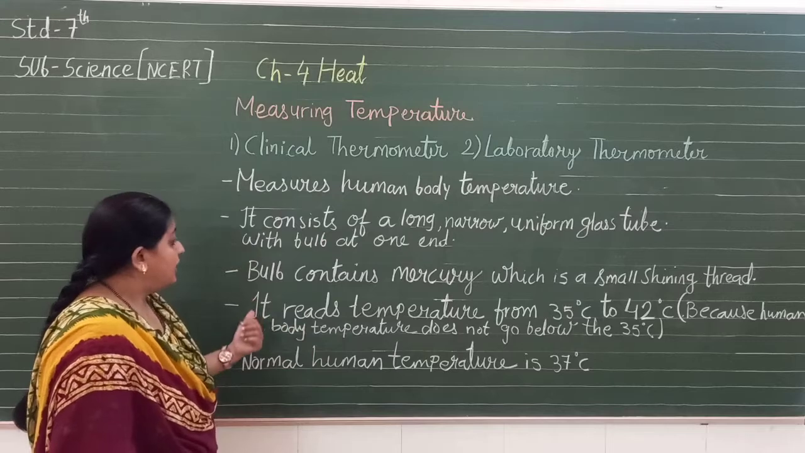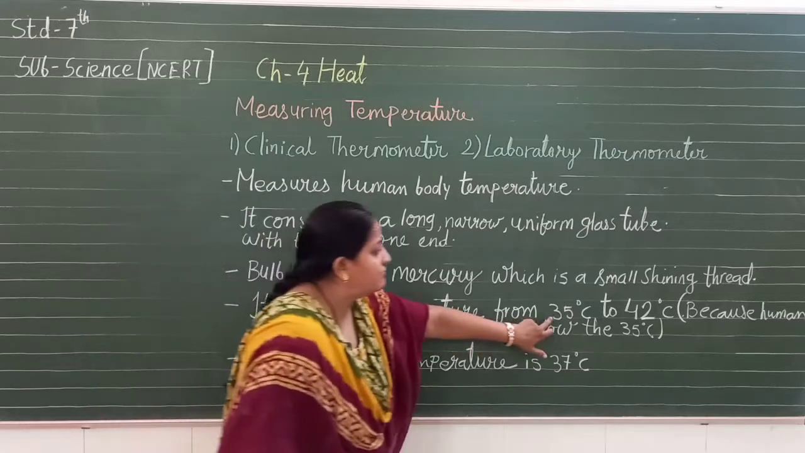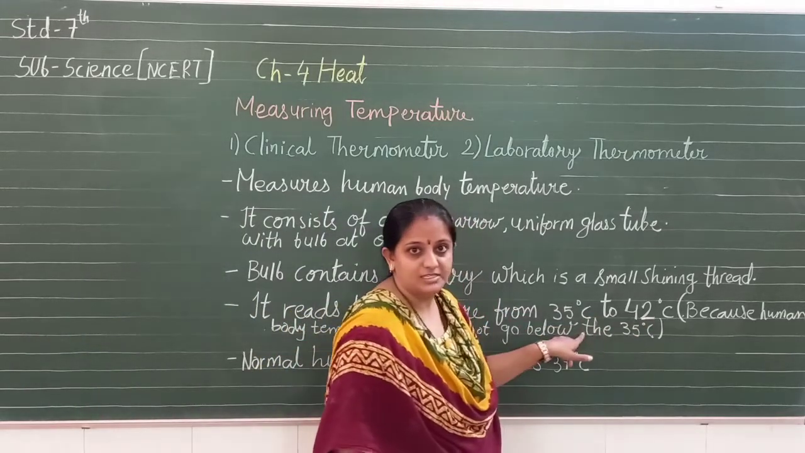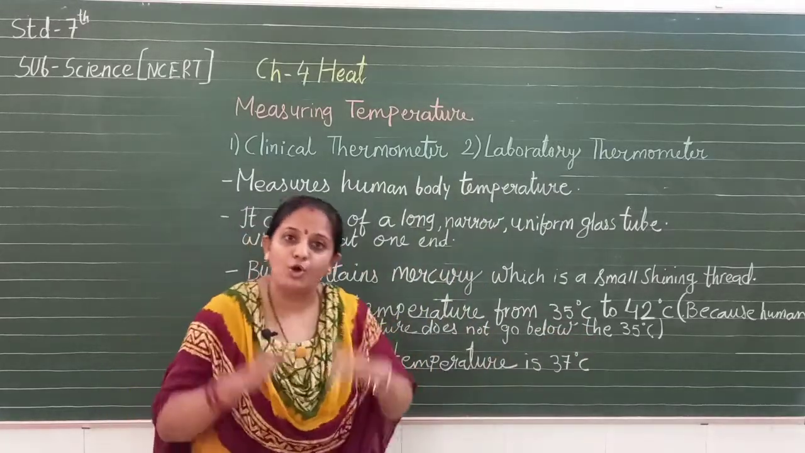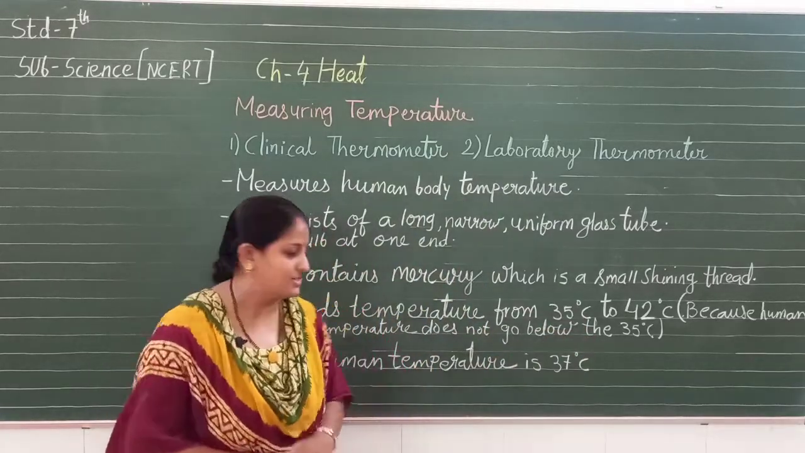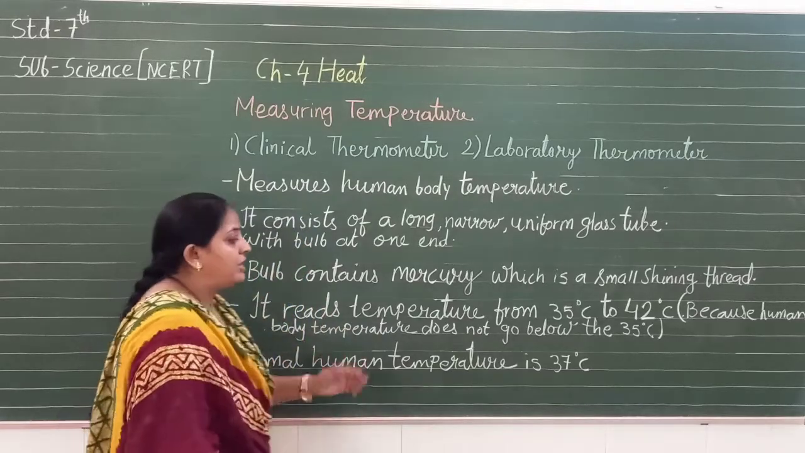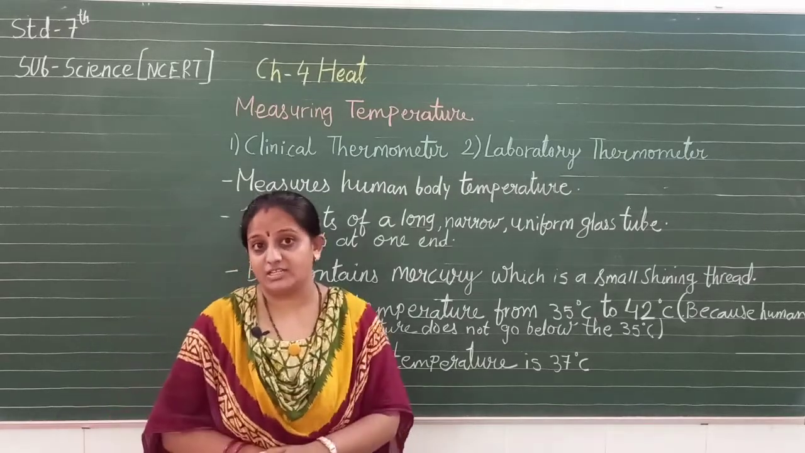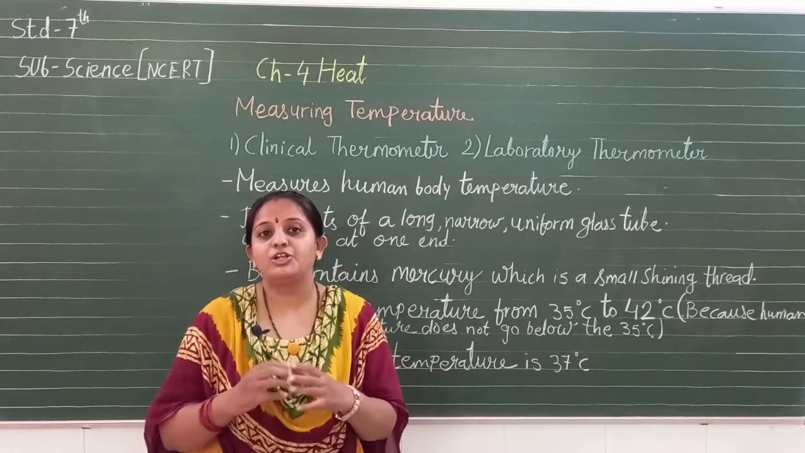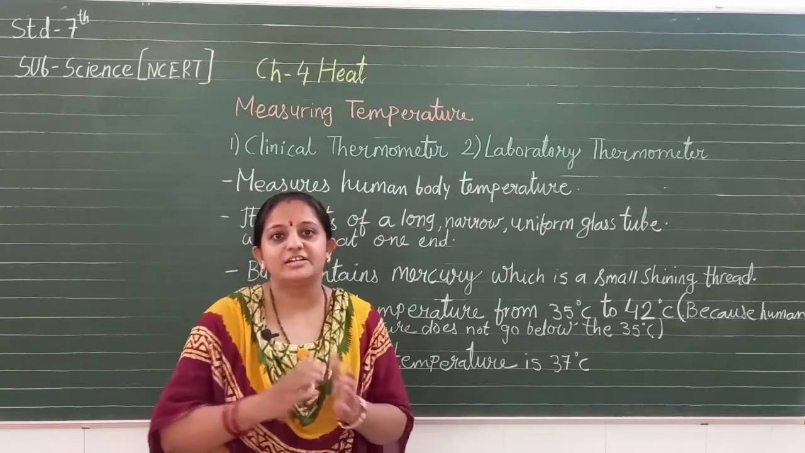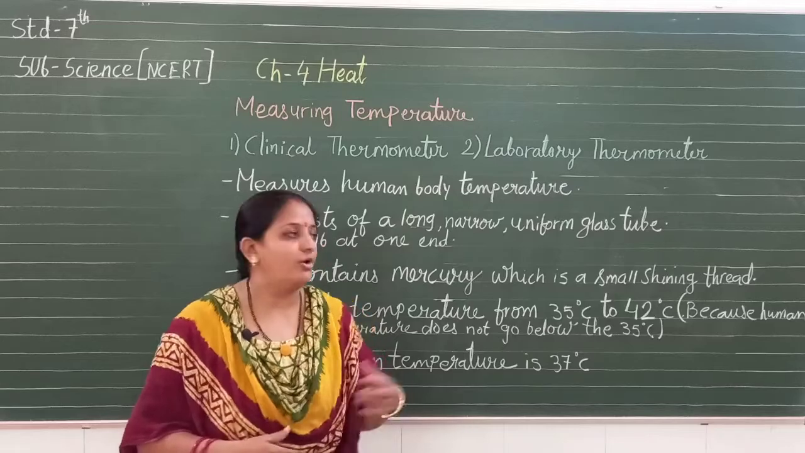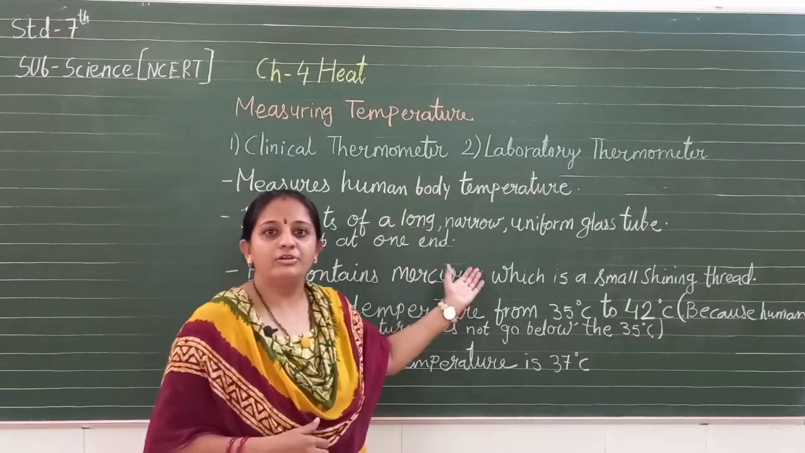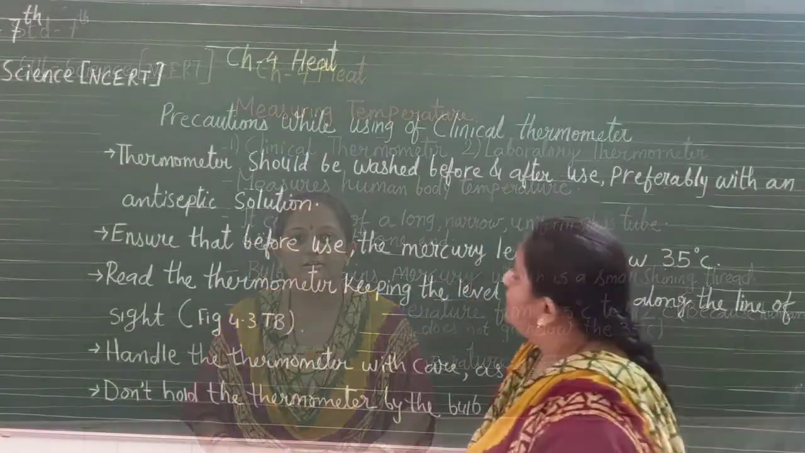It reads the temperature from 35 to 42 degrees Celsius, because the human body temperature does not go below 35 degrees Celsius, and the normal human temperature is 37 degrees Celsius. But students, we have two units, degree Celsius and degree Fahrenheit. According to our textbook, we are going to study the Celsius degree.